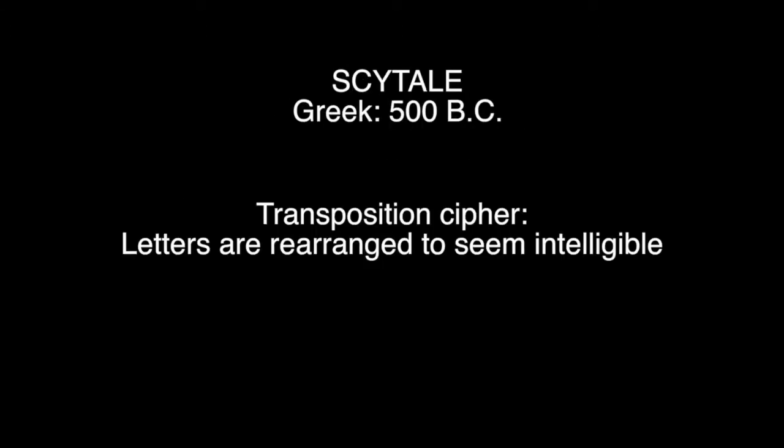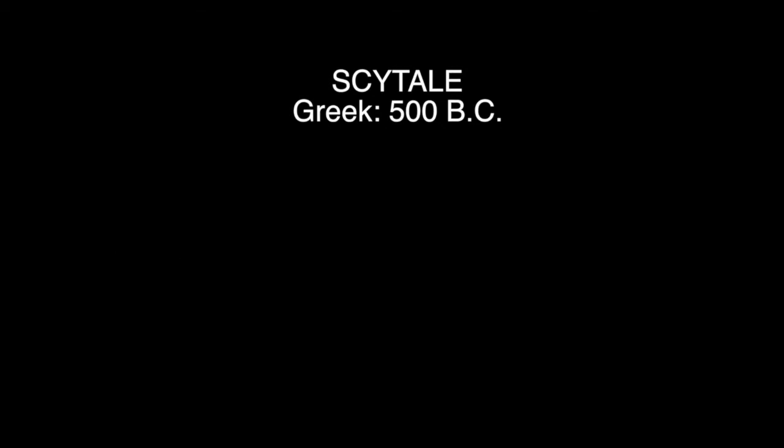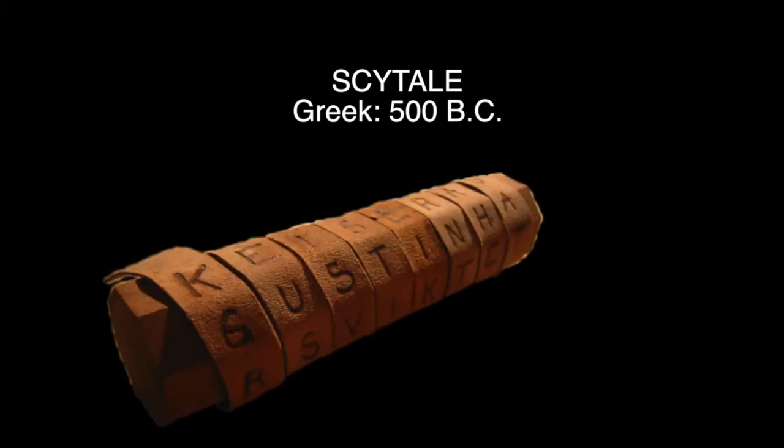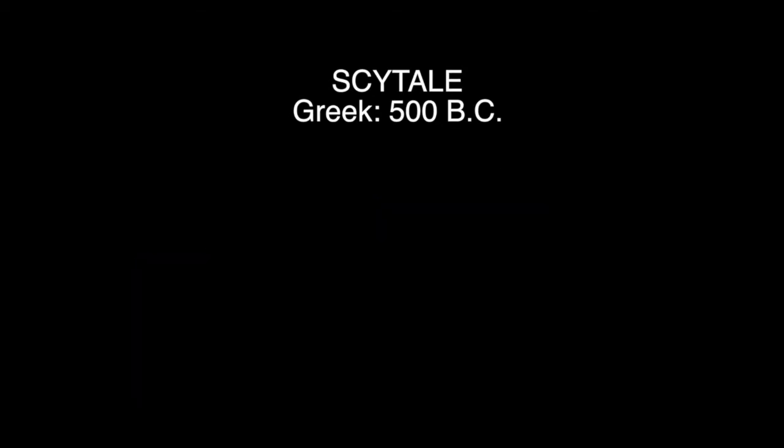The second is the Greek scytale, which is a transposition cipher, meaning that each of the letters in the message is just rearranged in the ciphertext. The Greeks achieved this by wrapping a very long strip of leather around a scytale, which is the instrument you see in the picture. They would write their message across the scytale, so that when the leather was unwrapped from the instrument, it would just be a long string of letters.